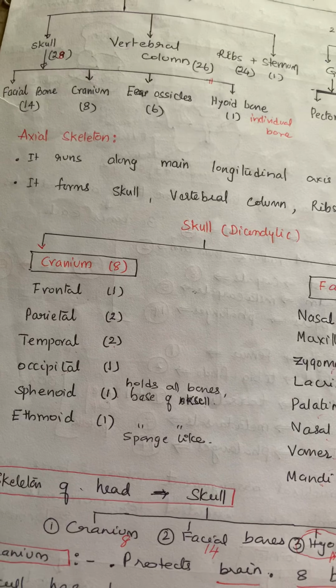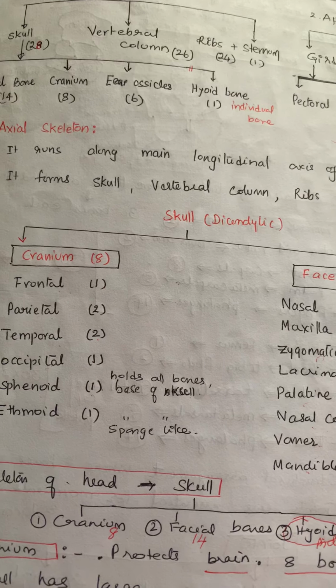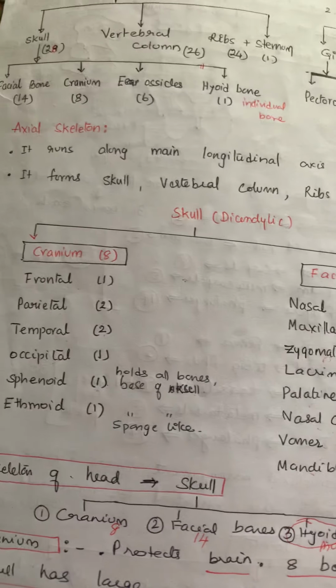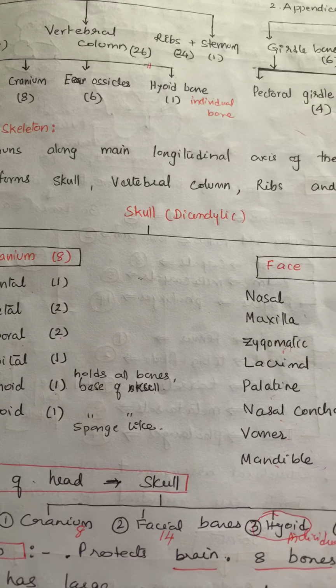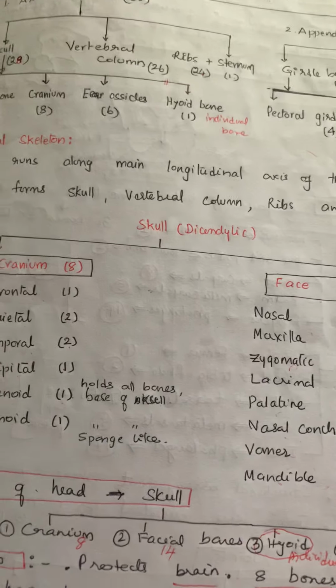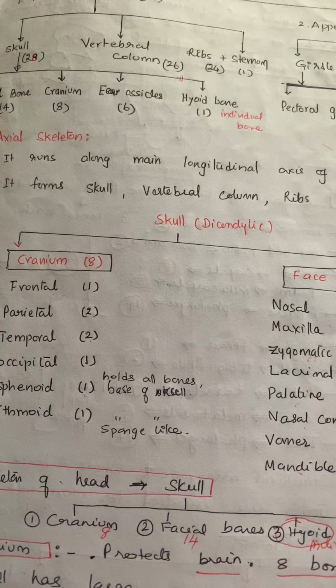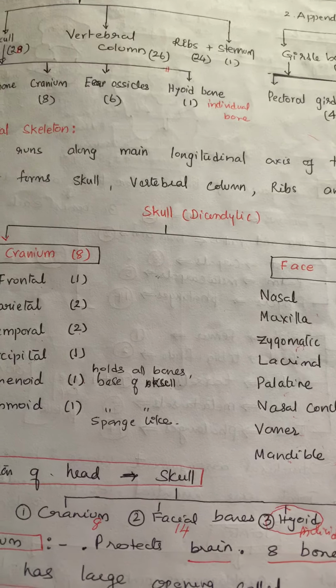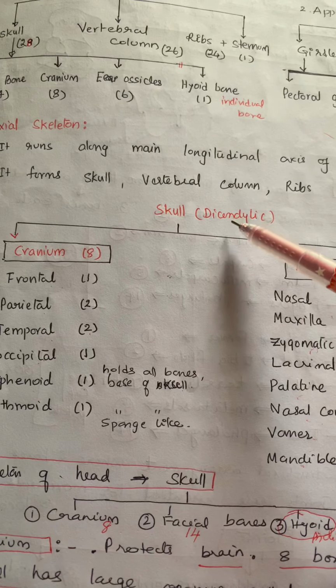Coming to the axial skeleton, it runs along main longitudinal axis of the body. It forms skull, vertebral column, ribs, and sternum. First of all, what about skull? Skull is dicondylic because it consists of two occipital condyles.